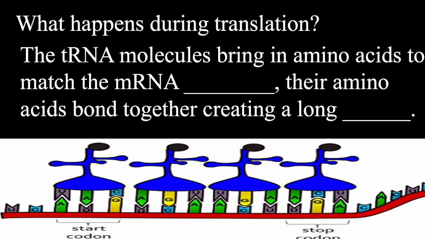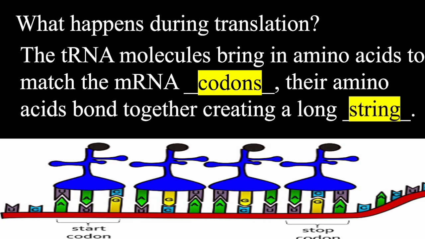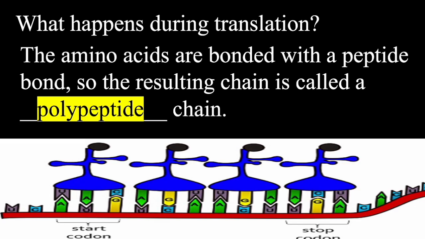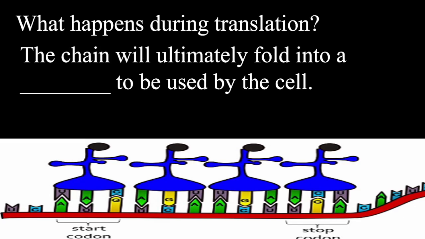The tRNA molecules bring in amino acids to match the mRNA codons. The amino acids bond together, creating a long string. The amino acids are bonded with a peptide bond, so the resulting chain is called a polypeptide chain. The chain will ultimately fold into a protein to be used by the cell.